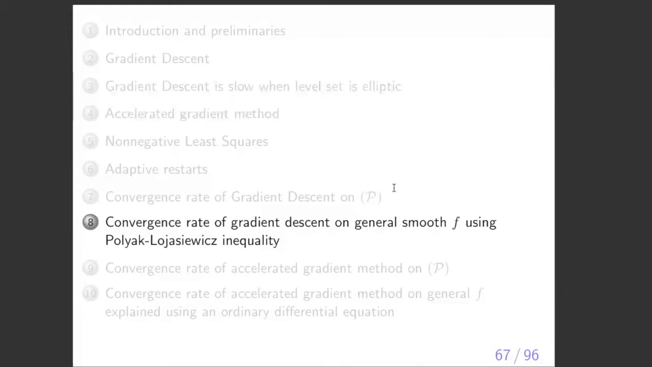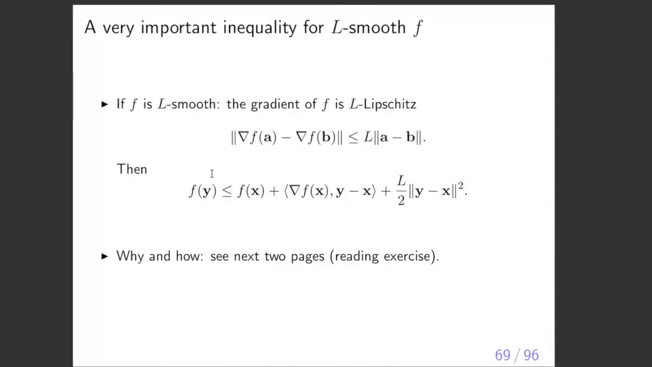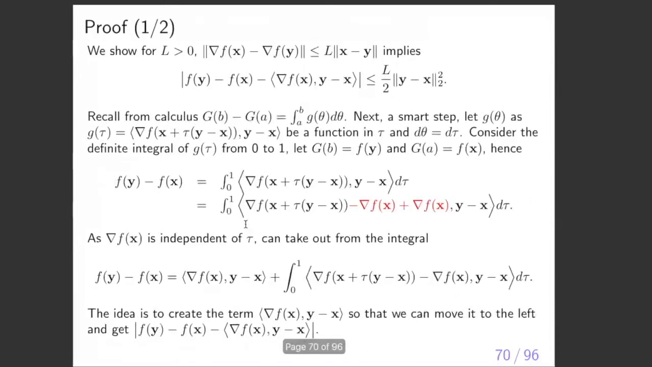Now let's talk about the convergence on general f as long as it's L smooth. This is a theorem. If this is true, then you have this. Or in other words, they are equivalent. If you have this, you can show this, or if you have this, you can show this. They are the same thing. How to show it is a reading exercise: you just read the proof in these 2 slides.